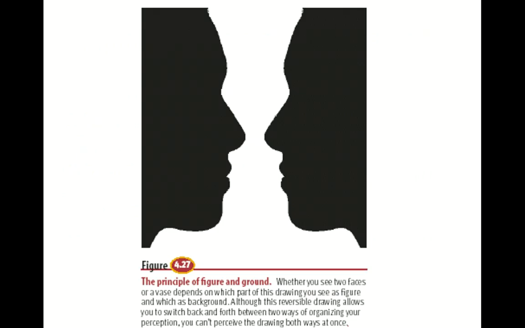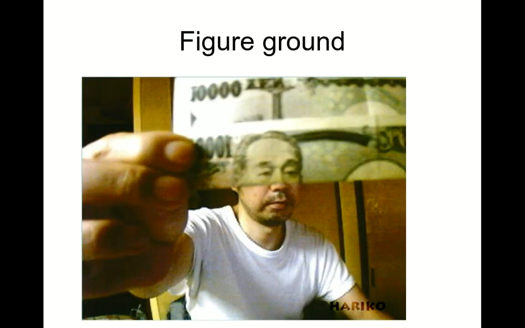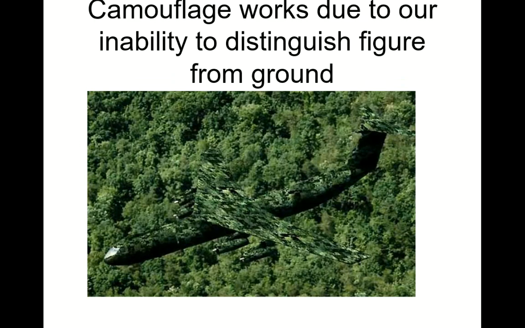Okay, moving right along. So this is just like the other one. You can put the black as the ground, or you can put the white as the ground. Okay, I just thought that was funny. The reason camouflage works is because it's hard to distinguish figure from ground. So if you're flying up really high looking for airplanes, it'll be harder if the airplane is green, if the airplane is flying over trees. That's how camouflage works.